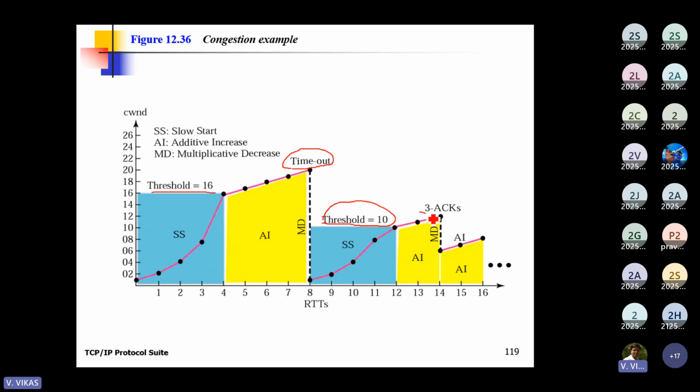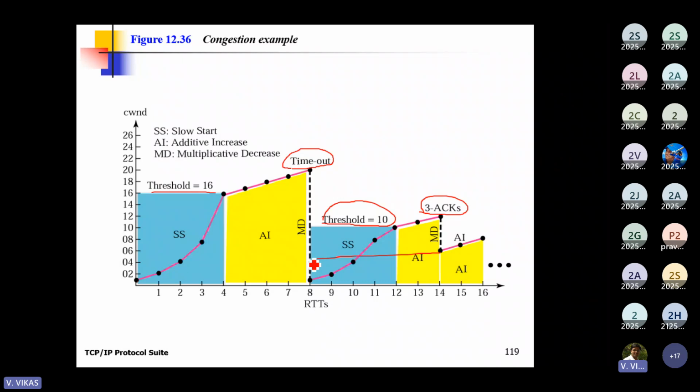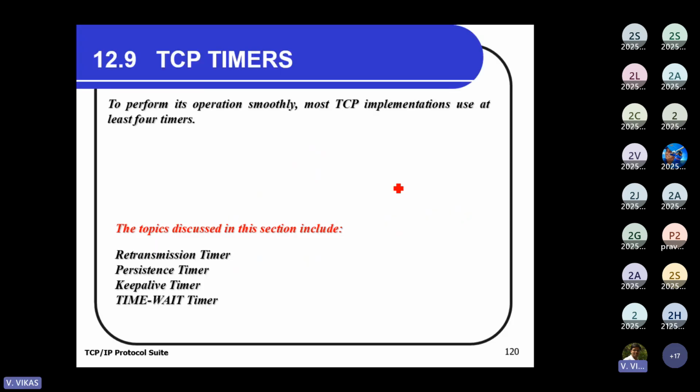Then we got 3 duplicate acknowledgements. As per the rule, the SS threshold should be half of the window size, that means 12 divided by 2, which is 6. The congestion window size will be whatever the SS threshold is, that is 6. So we start from 6 again: 6, 7, 8, and this process keeps going. That is how congestion control is done in TCP. Clear for everyone? Yes, sir.